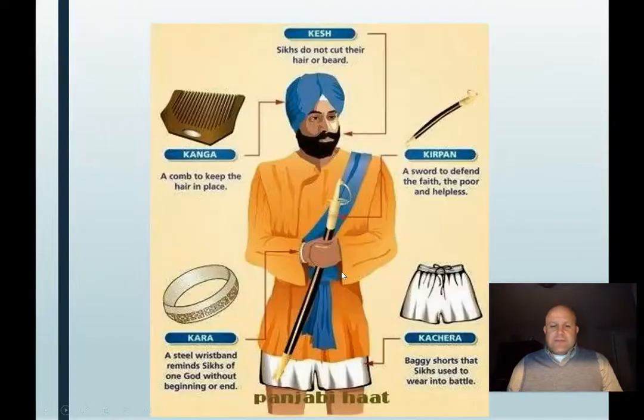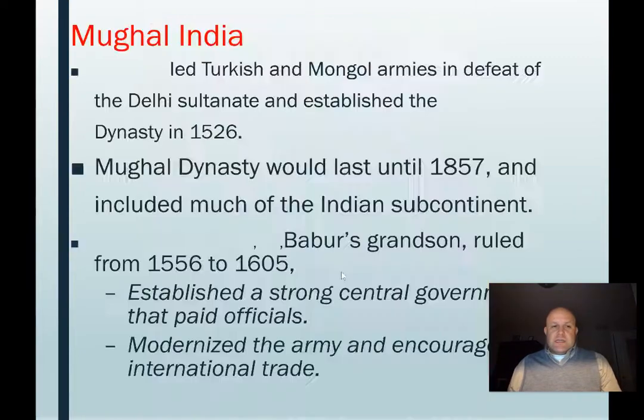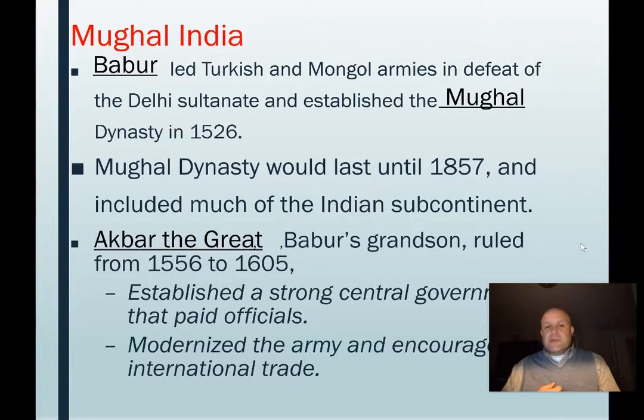So continuing to look at, we talked about the Sikhs and their emergence in India. The Mughals, after the Delhi Sultanate began to emerge, Babur, leading the Turkish and Mongol armies, defeated the Delhi Sultanate, establishing what's called the Mughal dynasty in 1526. The Mughal dynasty would last until the British take over in 1857, and it includes much of the Indian subcontinent.